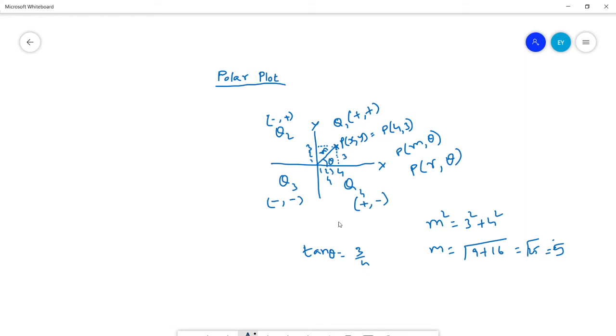Opposite by adjacent, 3 by 4. But what you need to know is theta actually. Therefore, theta is equal to tan inverse of 3 by 4. This is how you can compute the magnitude and phase. So this is very important basic thing you should know when we proceed to the Bode polar plot.